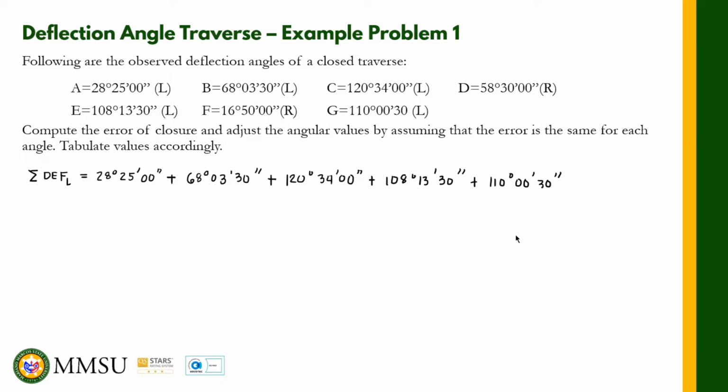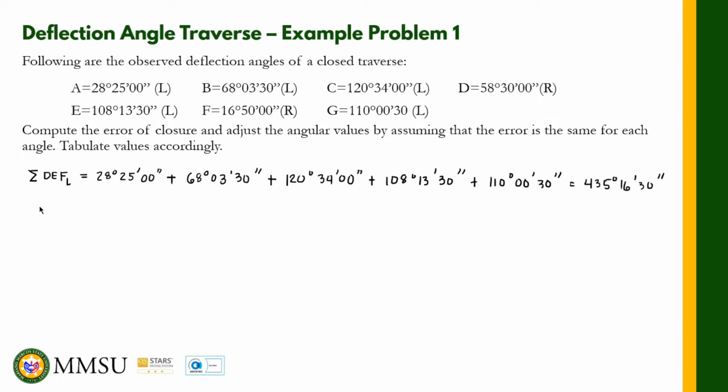Okay, we should get the sum of these 5 angles here, A, B, C, E, and G. And we should come up with, okay, the sum is 435 degrees, 16 minutes, and 30 seconds. Okay, that is the sum of the left deflection angles.